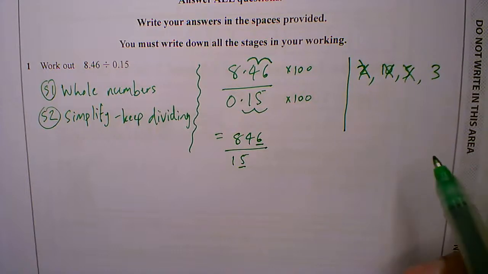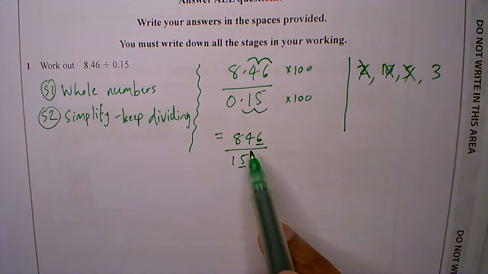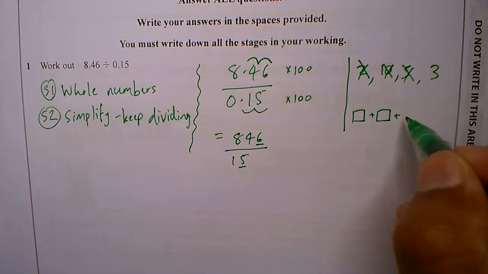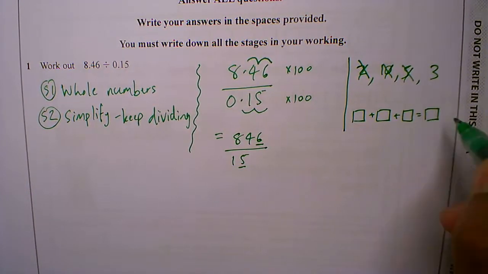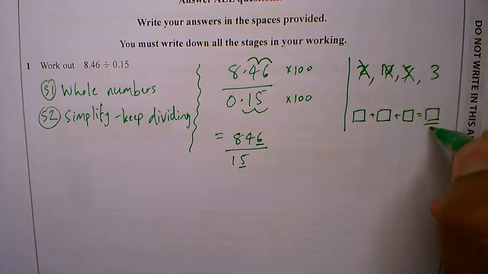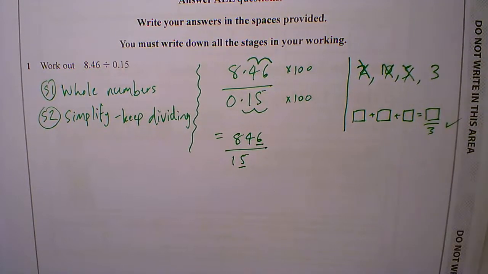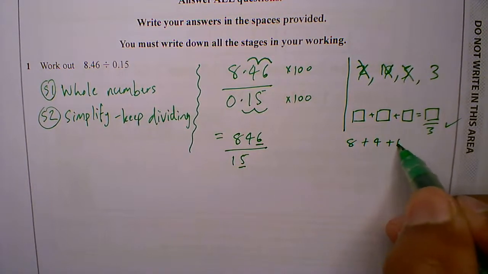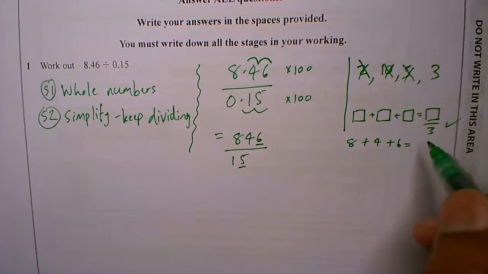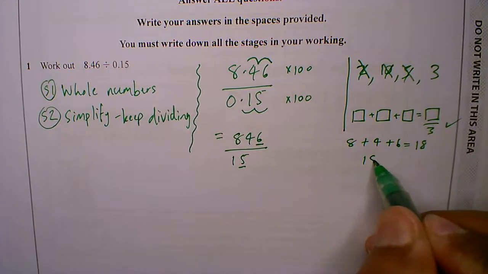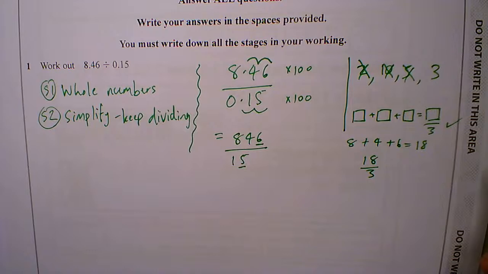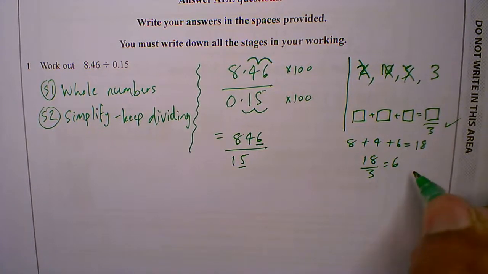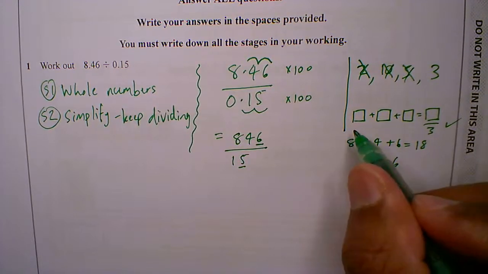What about 3? Now, this is a large number. How do I check that this is divisible by 3? Well, I add the digits. If I add the digits and my answer can be divisible by 3, then that's possible. So let's look at this. 8 plus 4 plus 6, that gives me 8 plus 4 is 12, plus 6 gives me 18. Can I divide 18 by 3 to get a whole number? I can. That gives me 6. So this is divisible by 3. So this is just a trick.